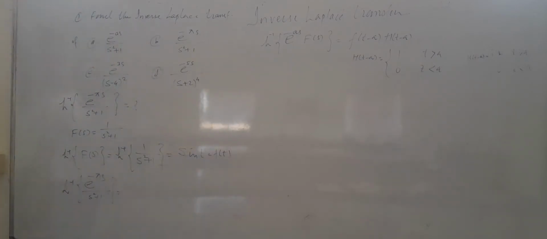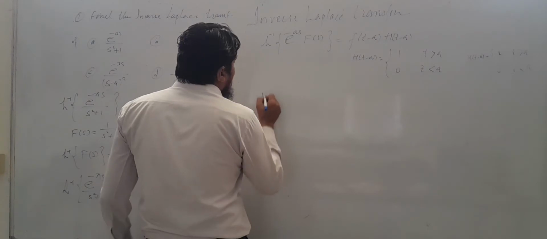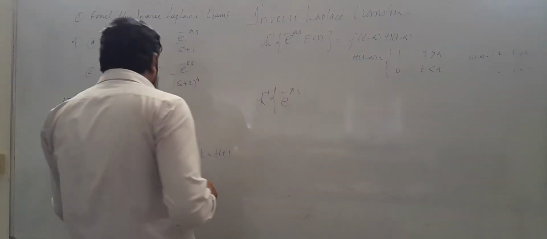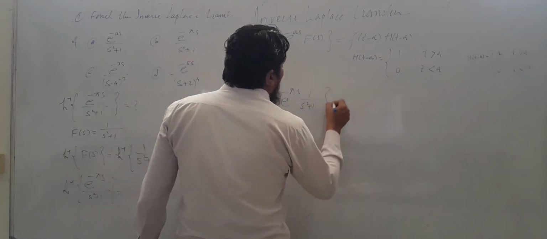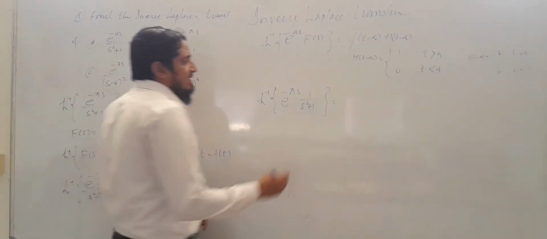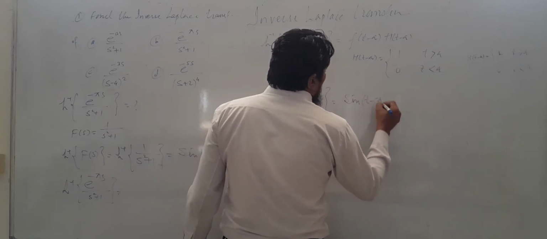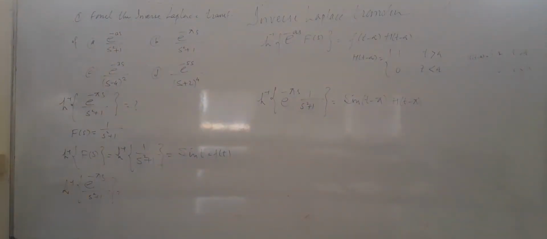So putting this value in this formula, we will get the inverse Laplace transform of e raised to minus pi s times F of s, where F of s is 1 upon s square plus 1, and we know f of t is sin t. So we can write it as sin of t minus pi times h of t minus pi. Correct? And it is the required result for our second example.